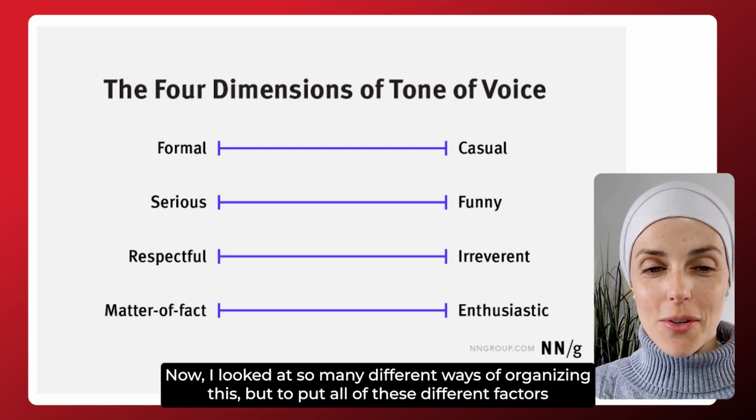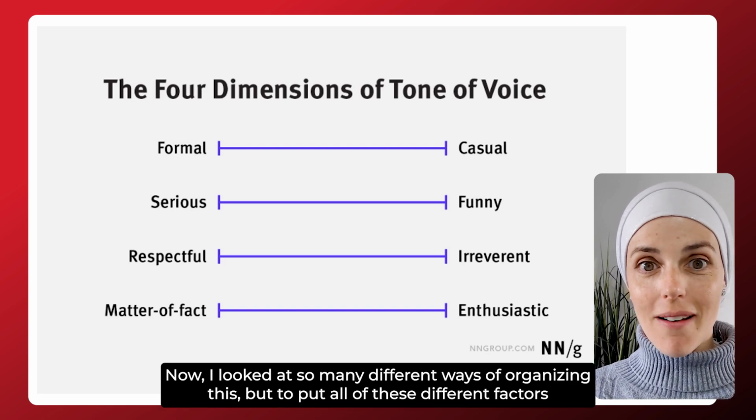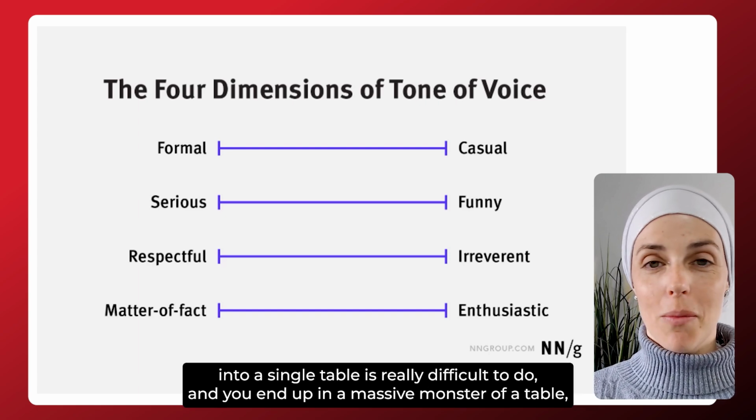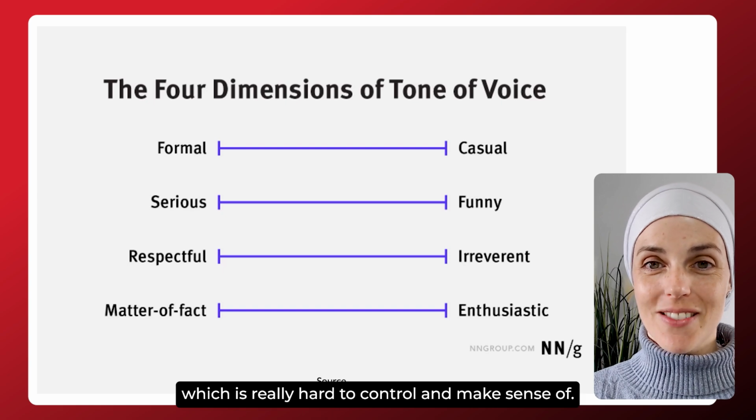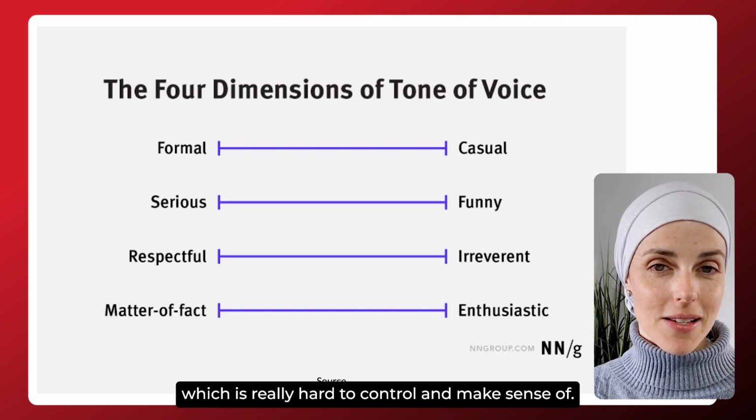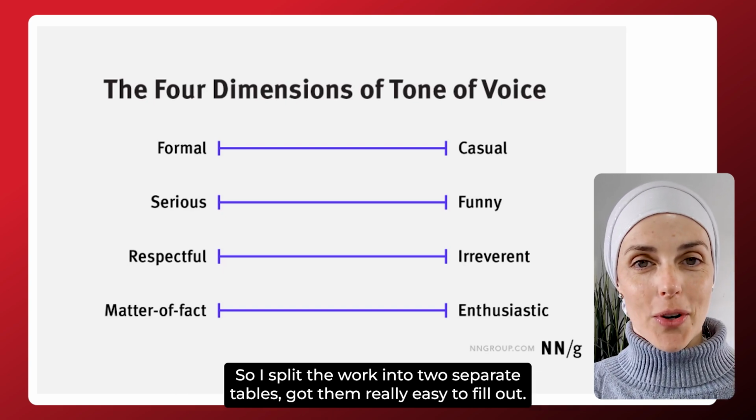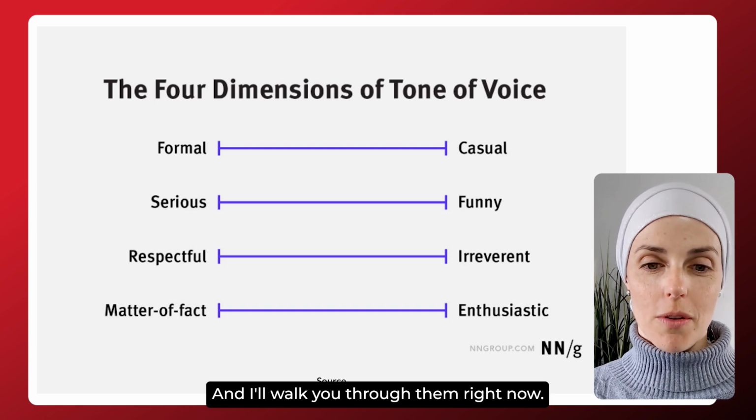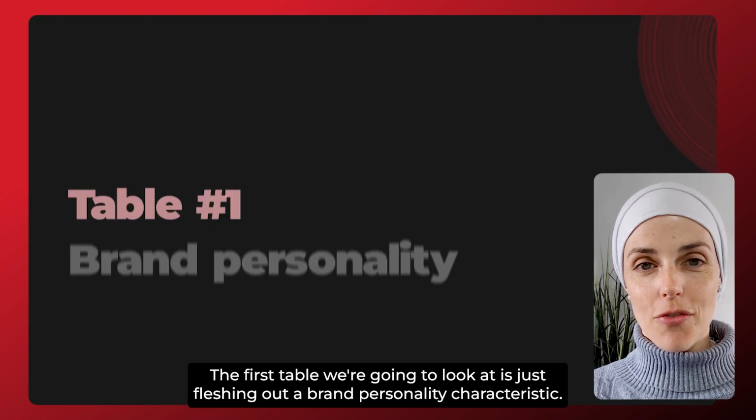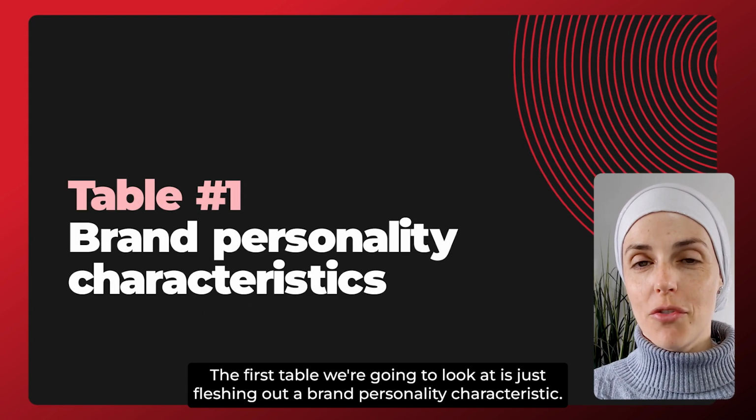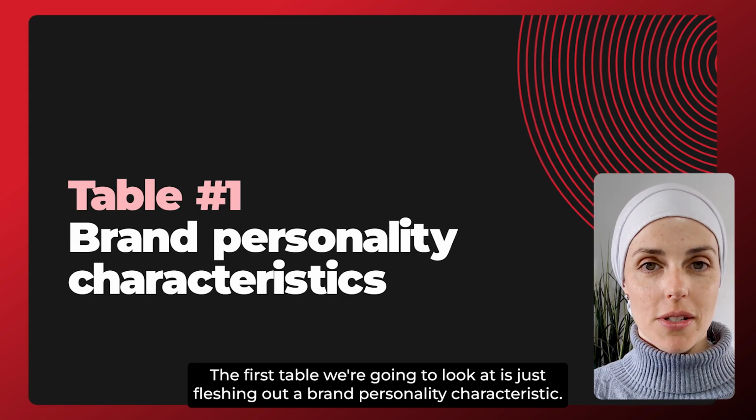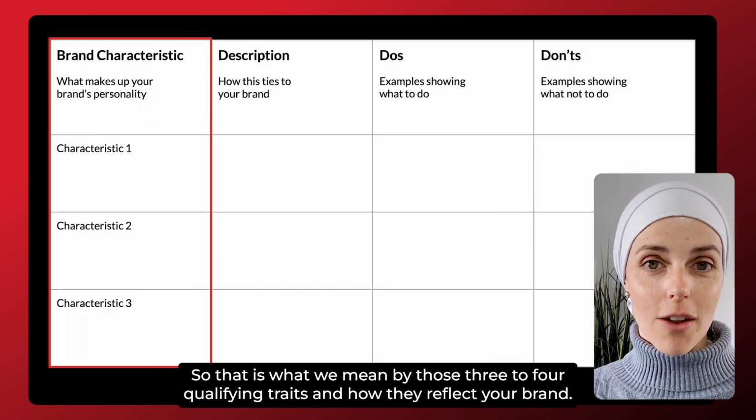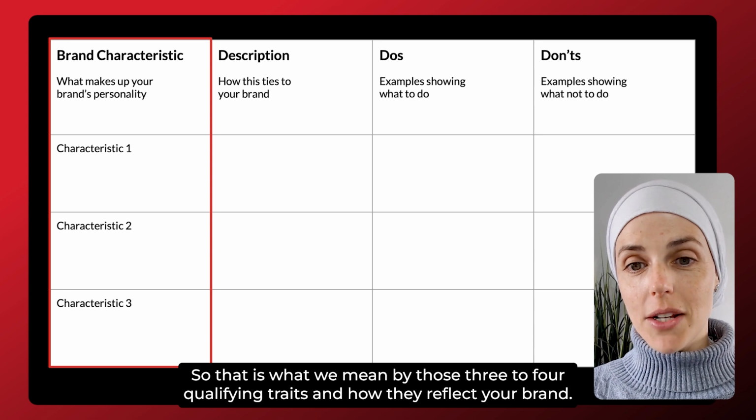Now, I looked at so many different ways of organizing this, but putting all of these different factors into a single table is really difficult to do, and you end up with a massive monster of a table, which is really hard to control and make sense of. So I split the work into 2 separate tables, but they're really easy to fill out, and I'll walk you through them right now. The first table we're going to look at is just fleshing out your brand personality characteristics. That is what we mean by those 3 to 4 qualifying traits and how they reflect your brand.